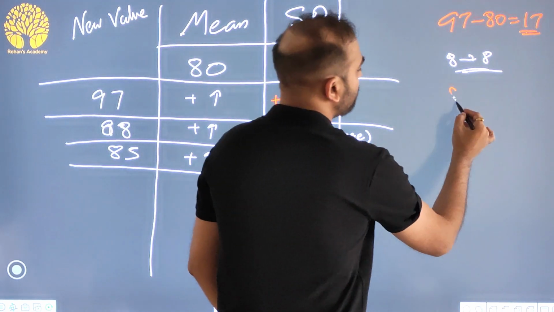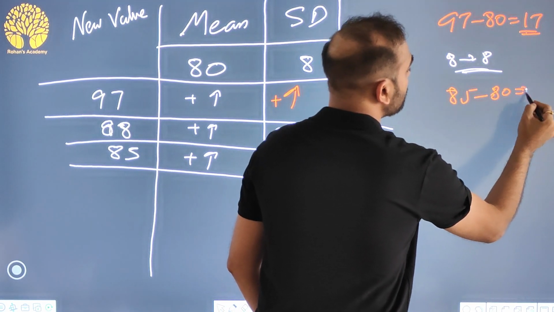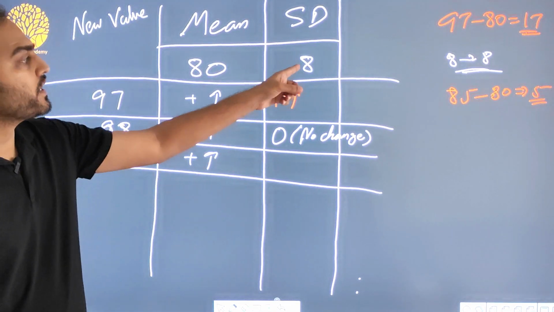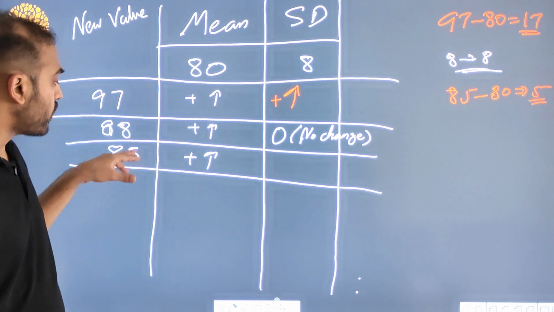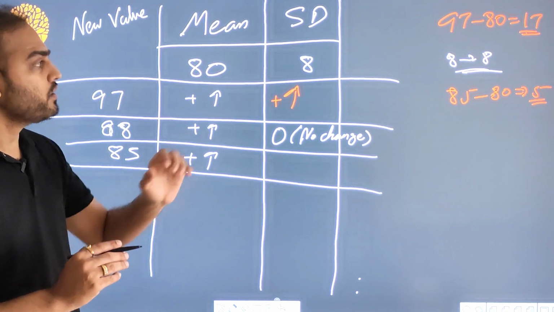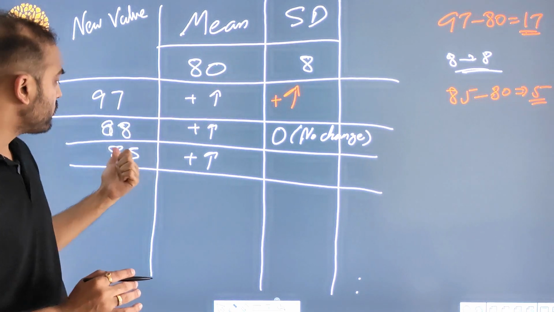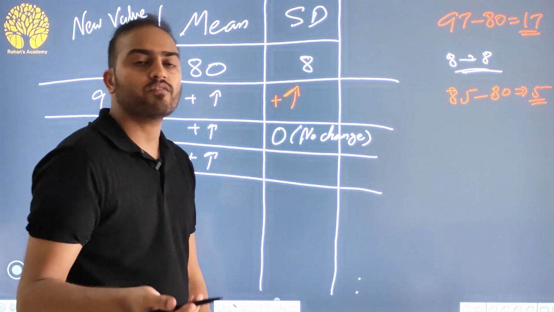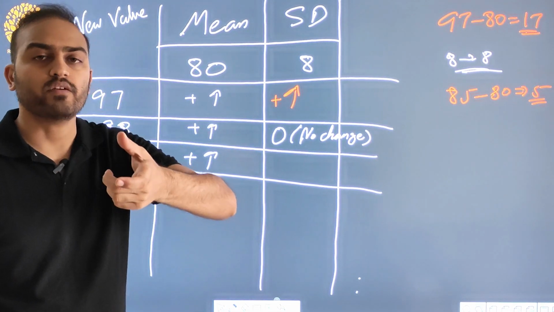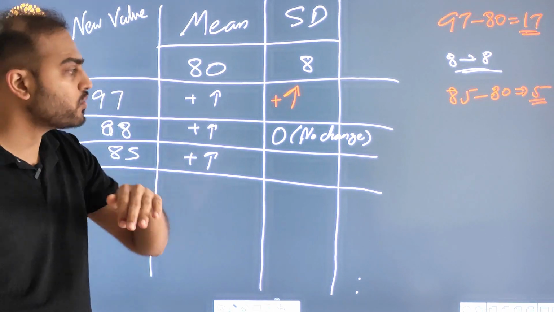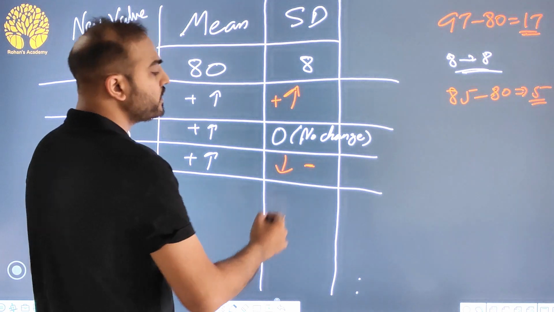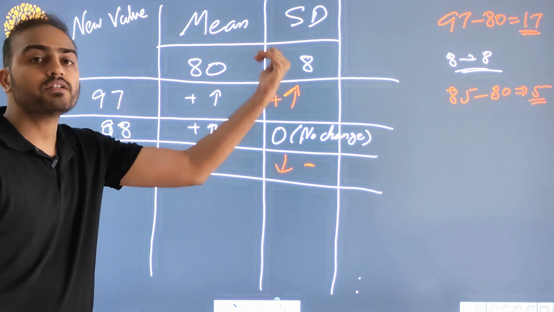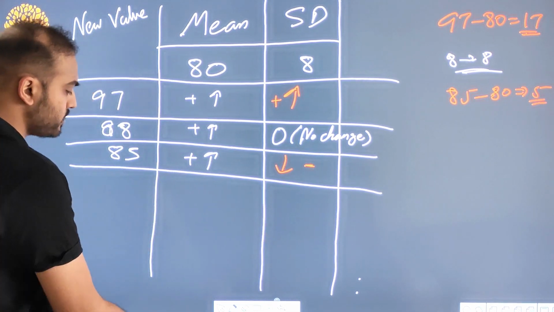My 85 is only 5 points away from the mean. On an average, 8 points is allowed. So this is closer to the mean. What will 5 do to 8 with respect to average? Say your average is 8 and now you score 5. Your average goes down. Similarly, your standard deviation will go down. So even though the mean has increased, the standard deviation will go down.